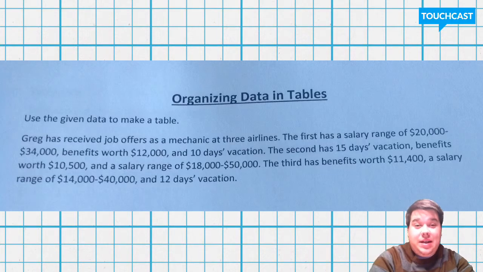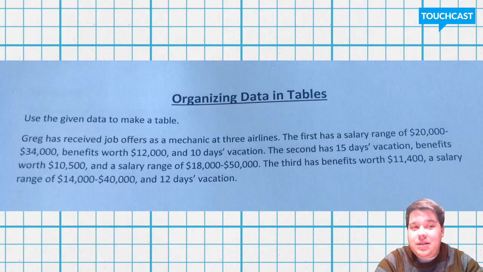We're going to use the given data in this situation to make a table. Greg has received job offers as a mechanic at 3 airlines. The first has a salary range of $20,000 to $34,000, benefits worth $12,000, and 10 days of vacation. The second has 15 days vacation, benefits worth $10,500, and a salary range of $18,000 to $50,000. The third has benefits worth $11,400, a salary range of $14,000 to $40,000, and 12 days vacation.